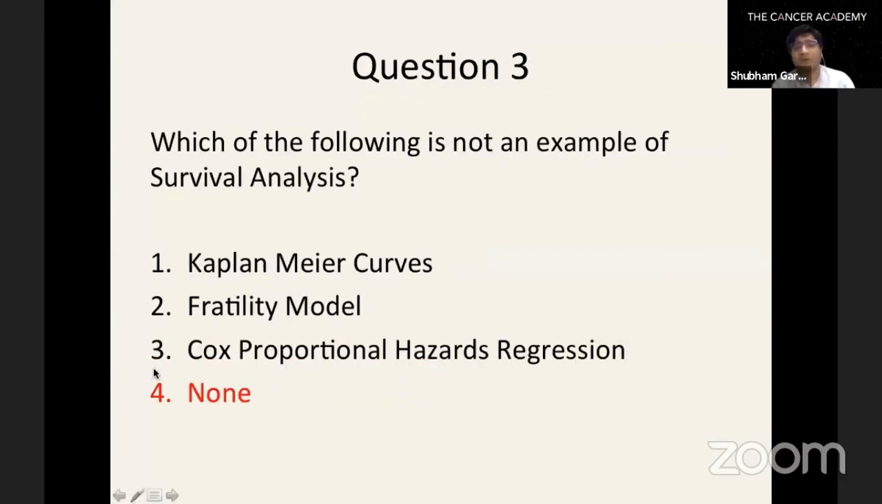Which of the following is not an example of survival analysis? The frailty model is something I came across today when I was looking for questions. It is used to evaluate multiple events at multiple time intervals, whereas Kaplan-Meier calculates for just one event and does not do it for multiple events. I have not read it in depth, it is just a search that I did. So the answer is that all of these are types of survival analysis, so the answer is the fourth, or none.